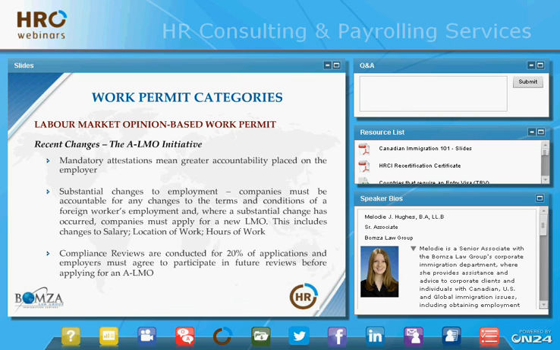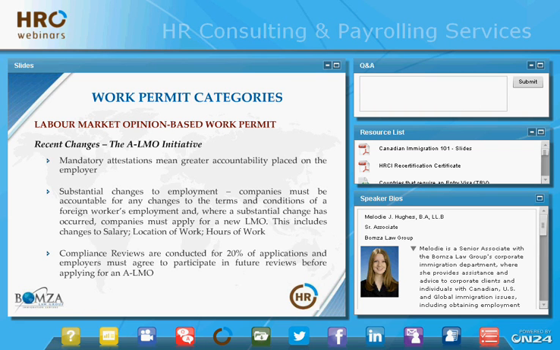Another thing to note with the ALMO initiative is all employers must agree before they submit the application to participate in a compliance review, aka audit, during which Service Canada would then, after the fact, review all employment terms of all of your foreign workers. Right now we're finding only about 1 in 5 applications are subject to an audit. However, it's something that every employer should be prepared for.